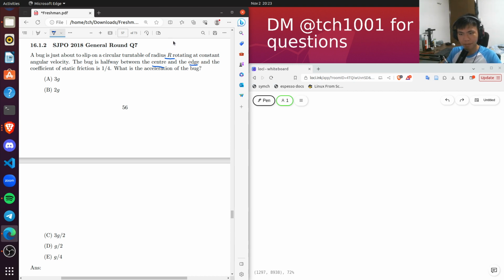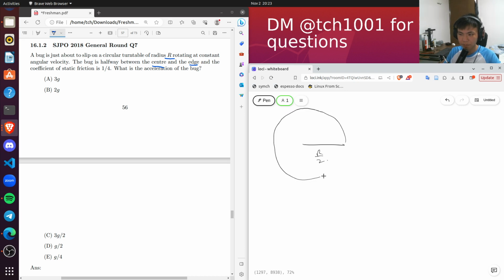That means it's at the radius r/2, and that would imply that in order to keep it at a constant radius of r/2, right? If we want to keep the bug at a constant radial coordinate, then we actually need to apply a centripetal force to keep it in motion at that radial coordinate. So the radial coordinate as a function of time is constant. And remember that that implies, right?